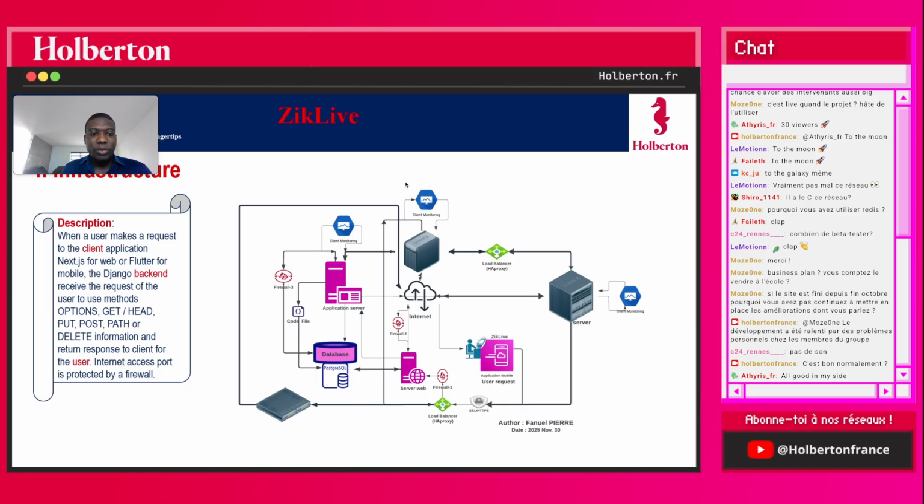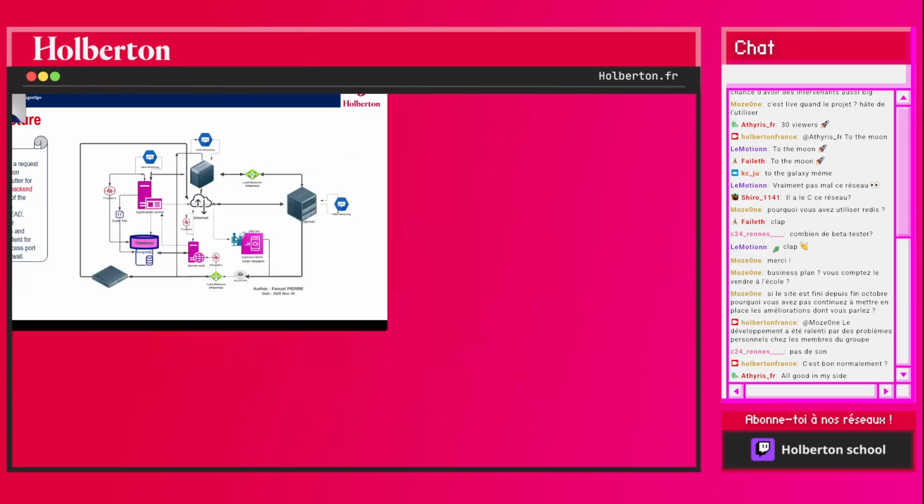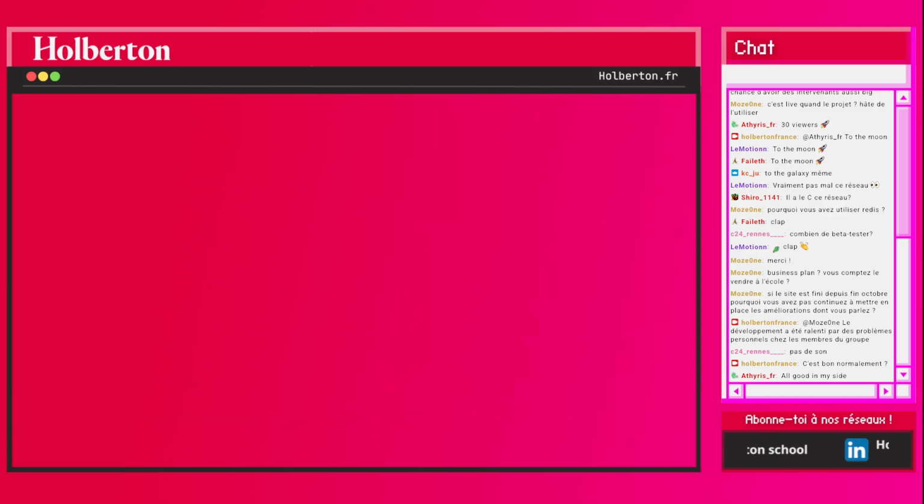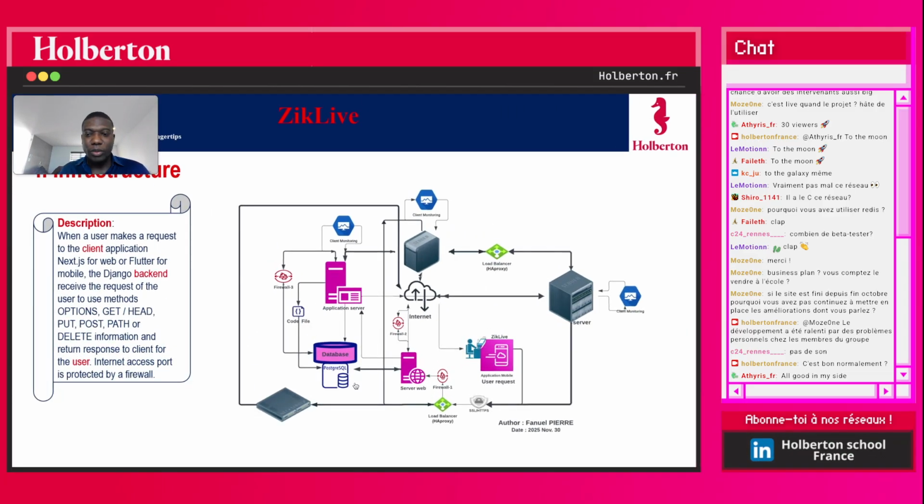When a user makes a request to the client application, web dashboard or Flutter, my Django backend receives the request to get, put, post, or delete information, and returns a response to the client application for the user. All internet access is protected by a firewall.